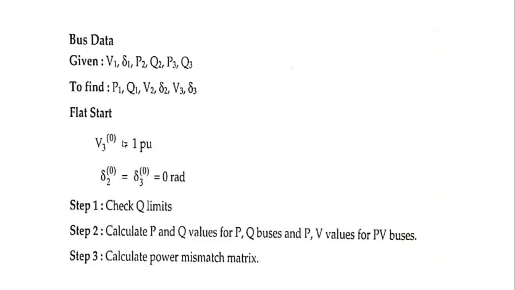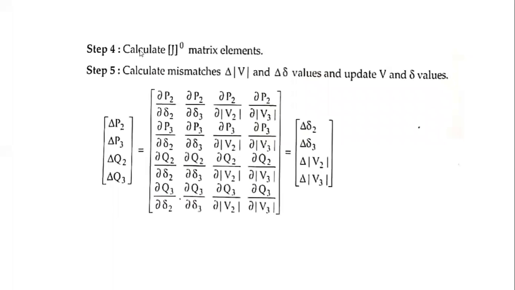Next, start with V3 of 0 equal to 1, V2 of 0 equal to 1, and delta 3 of 0 equal to 0 radians. Next, step 1: check the Q limits. Step 2: calculate P and Q values for the PQ buses and P values for the PV buses. Next, calculate the powers. Next, calculate the Jacobian elements, that is J1, J2, J3, J4.